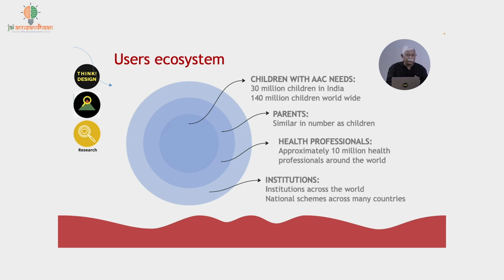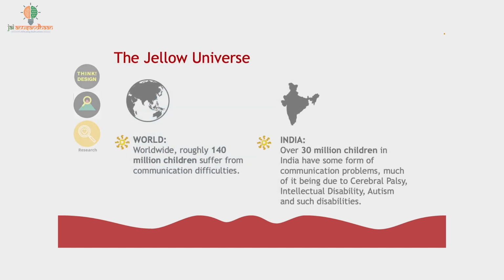Institutions play a very important role in terms of research and learning. So there are many of these across the world, and there are national schemes across many countries to look at this particular ecosystem. Let's look at the Jellow universe. Worldwide, we mentioned 140 million children have communication difficulties, and in India it's over 30 million children who have some problem or the other, much of them due to issues like cerebral palsy, intellectual disability, autism.